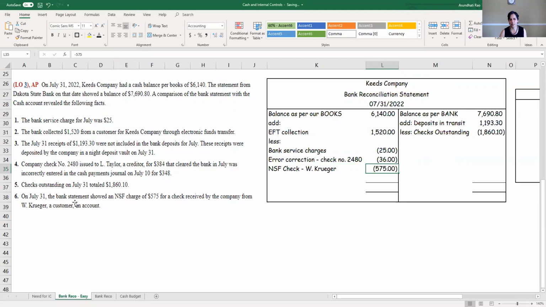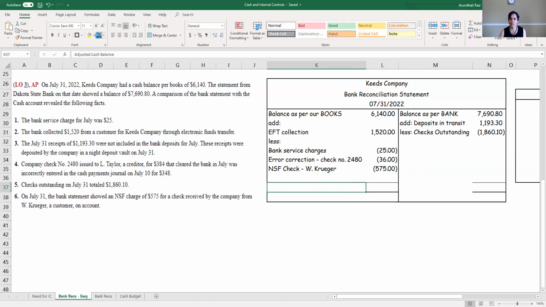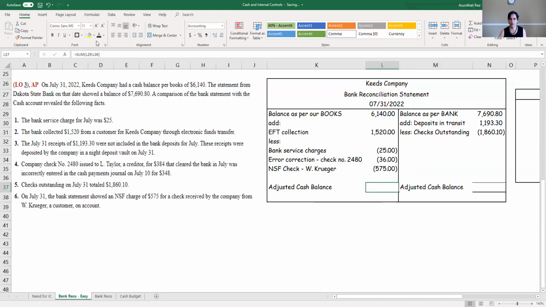Now I've taken care of all 6 pieces of information. Assuming I have all the correct information here and I've presented it correctly over here, I will get what's called the adjusted cash balance, and that number should be the same on both sides. So let me put that here. So when you add up these numbers over here, on this side I arrive at 7,024, and over here I'm going to arrive at 7,024. This is the number that needs to be in my balance sheet.